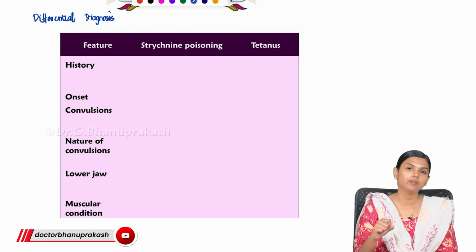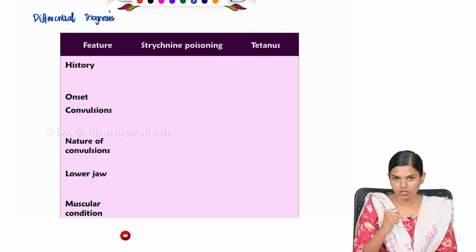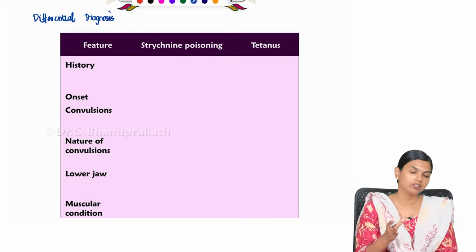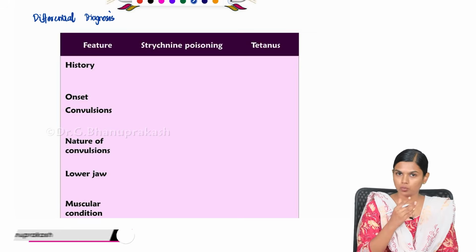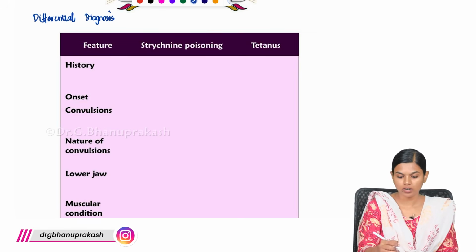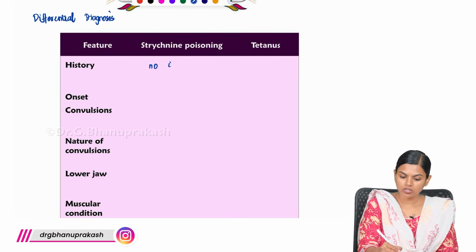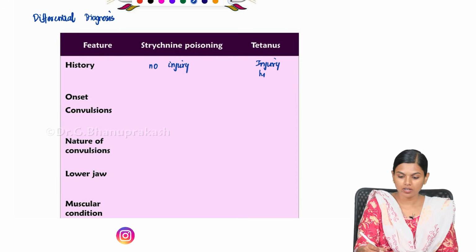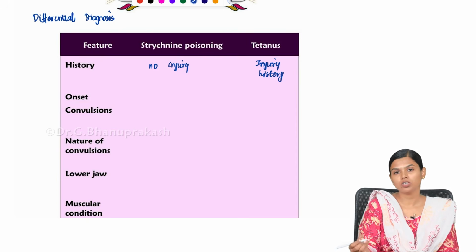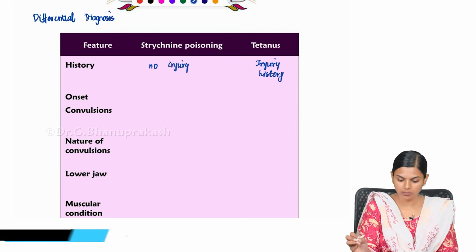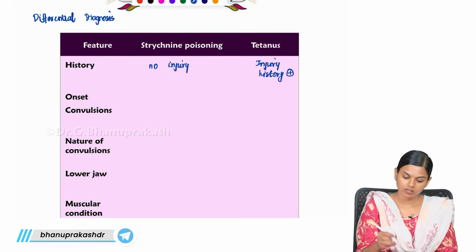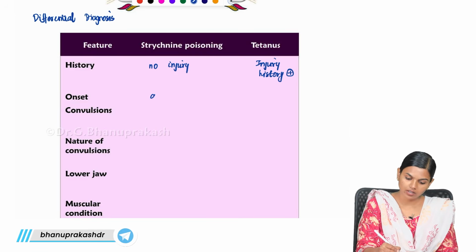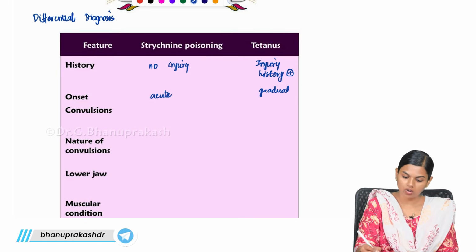Tetanus also has persistent contraction of the muscle. So, how will you differentiate this convulsion from strychnine poisoning? In strychnine poisoning there will be no history of injury, but in tetanus there will be an injury history, especially some dirty wound. And the onset in strychnine is very acute, while tetanus has a gradual onset.